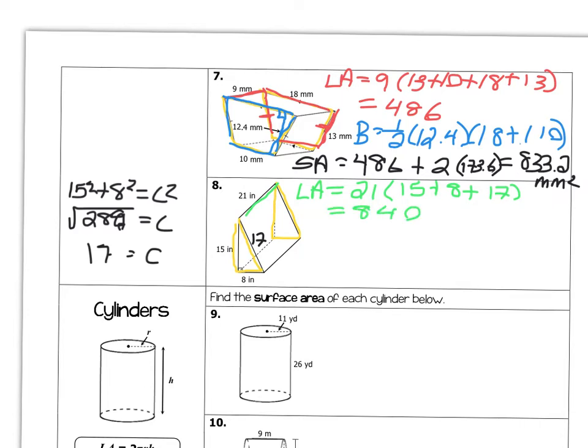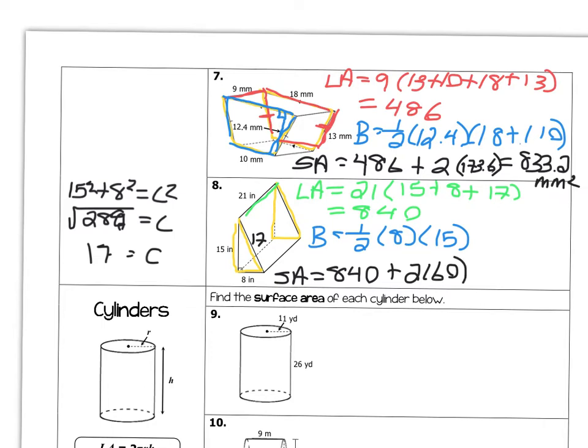Okay, so now we're going to do the area of our base, which is a triangle, 1/2 the base times the height, so that our final surface area would be 840 plus 2 times 60, which is going to give me 960 inches squared. So you have to look for your bases, which are parallel to each other, and then your height between the two bases to look for your lateral area.